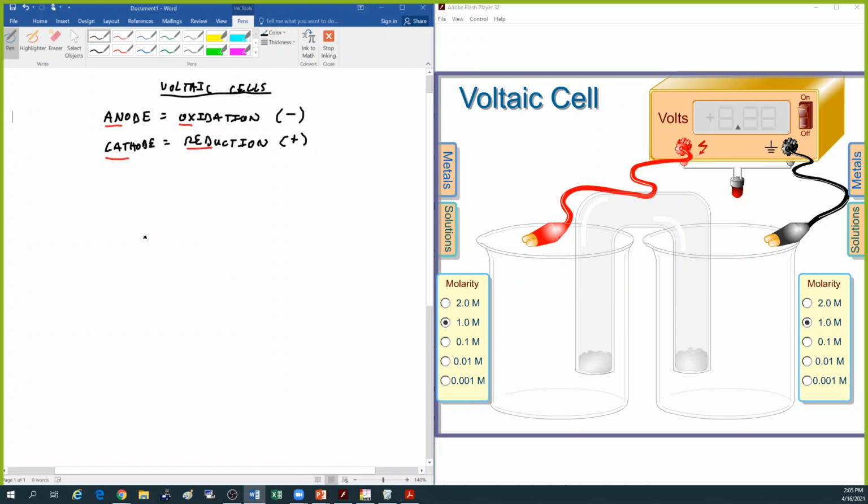And so to calculate the voltage, we said that we can find the voltage of a standard cell by taking the voltage of the reduction reaction minus the voltage of the oxidation reaction. They're really just reduction potentials, and they're the ones we look up on the table. So it might be easier to write it this way.